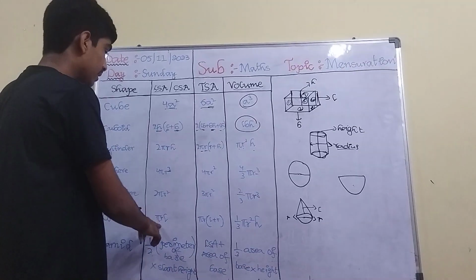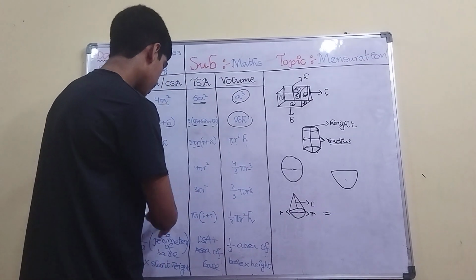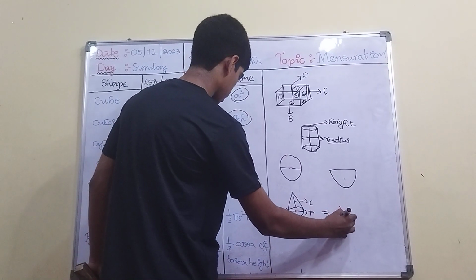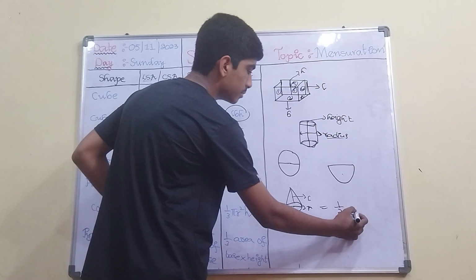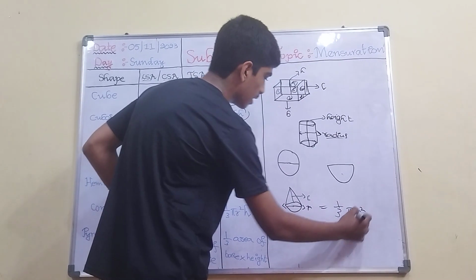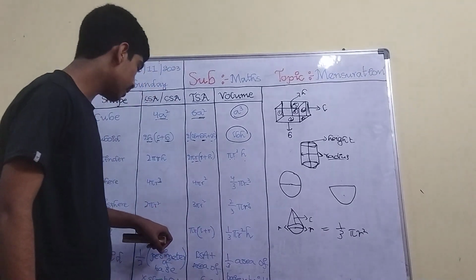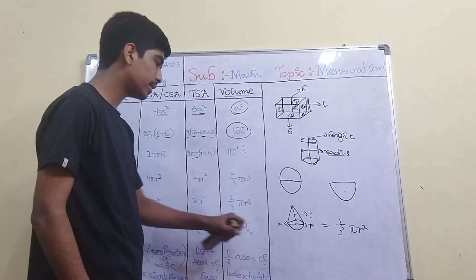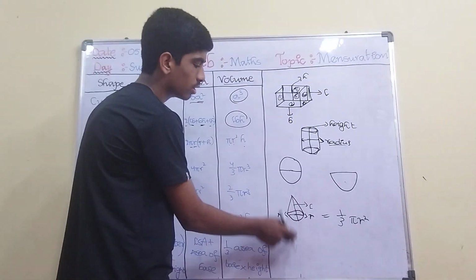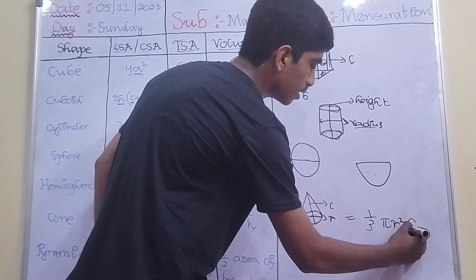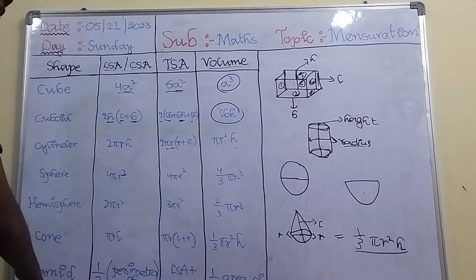We should divide LSA with TSA. If we divide, we will get 1 by 3 pi r square, because there are 2 times radius, r square and h. Why have we taken h? Because in LSA and TSA we have taken L. Here we have taken h because in volume the actual height should be taken. Actual means the whole height. So 1 by 3 pi r square h is the volume for the cone. And the last one is pyramid.